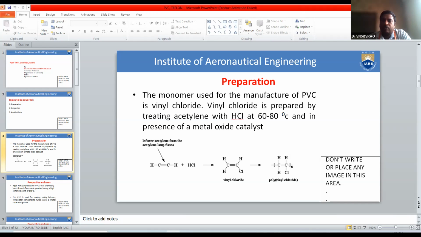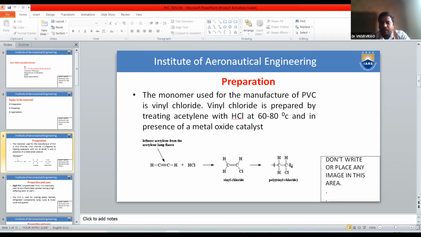The monomer like ethylene, when it undergoes addition polymerization, gives polyethylene. Actually the formula for ethylene is CH2 double bond CH2. But out of four hydrogens, one of the hydrogens is replaced by chlorine. So that is the difference between ethylene and vinyl chloride. The formula for ethylene is CH2 double bond CH2, whereas the formula for vinyl chloride is CH2 double bond CHCl. So this is vinyl chloride.